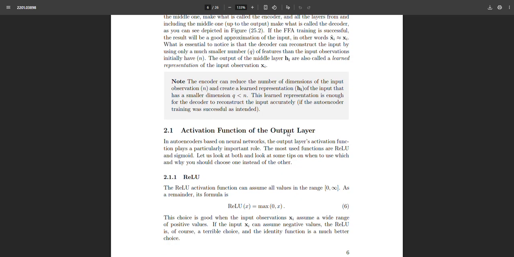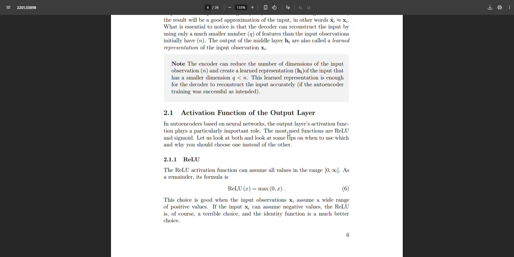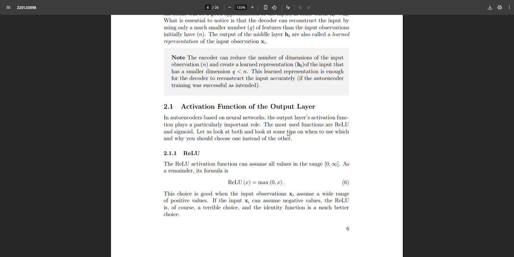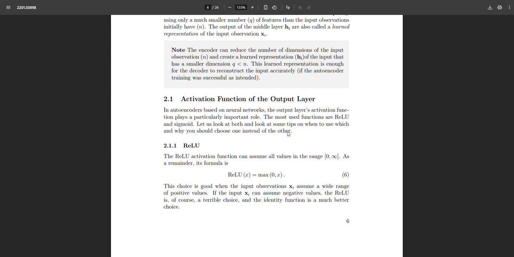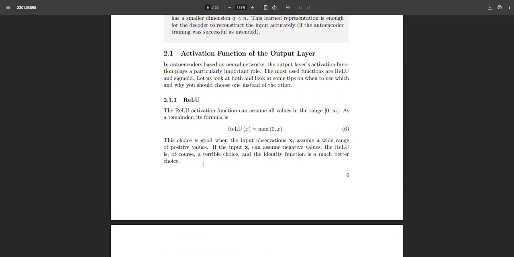In an autoencoder, the final layer or the output layer of the decoder plays a particularly crucial role, and so does its activation function. The output activation function dictates the range of the values the reconstructed input xi bar can take. The most commonly used functions are ReLU and Sigmoid. We'll first talk about the ReLU.